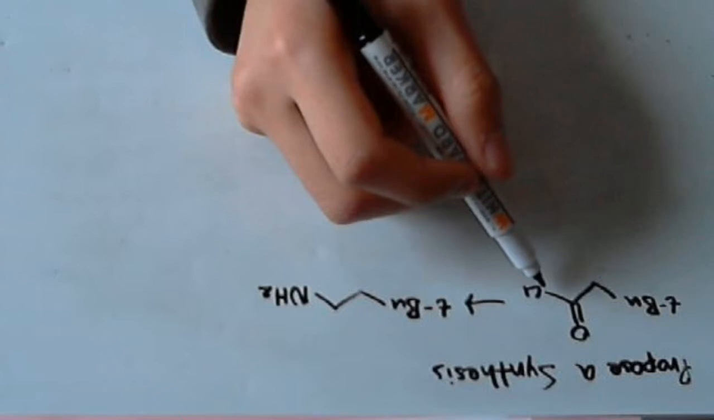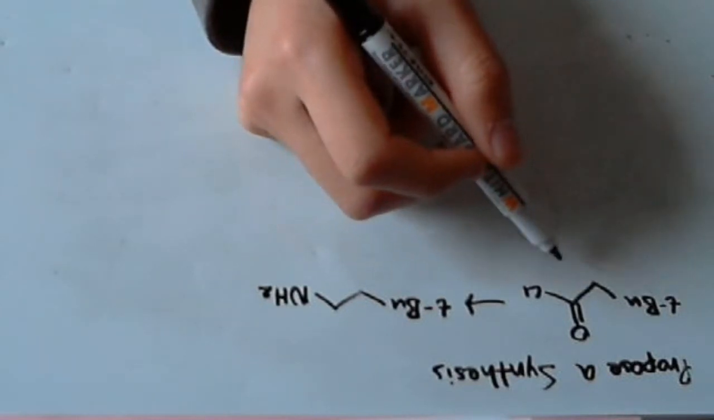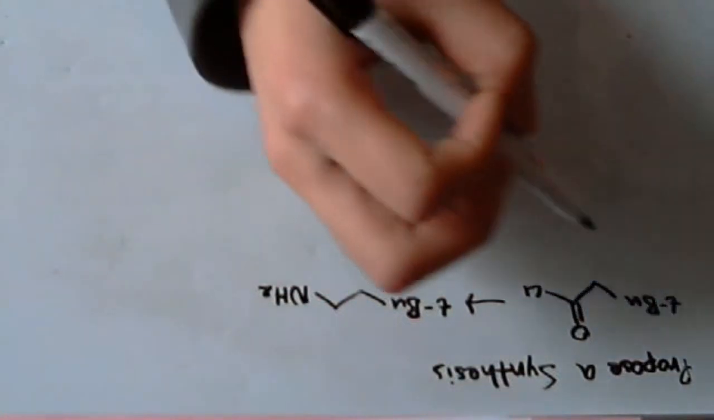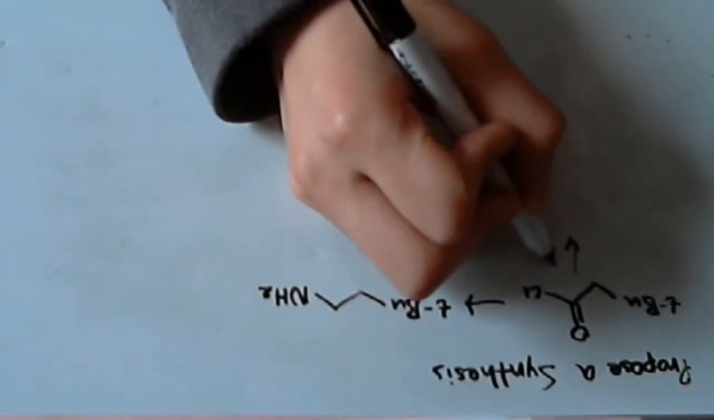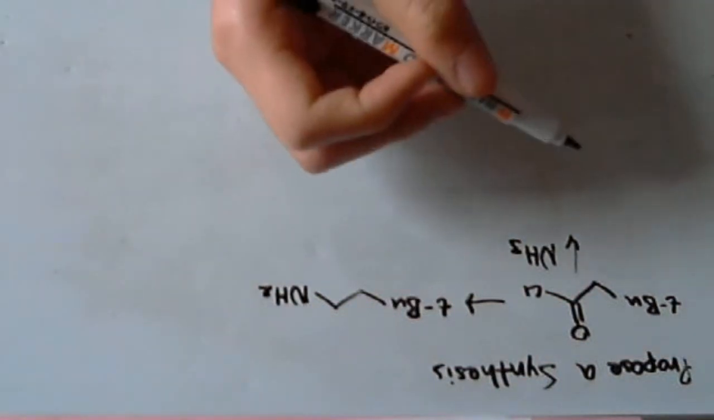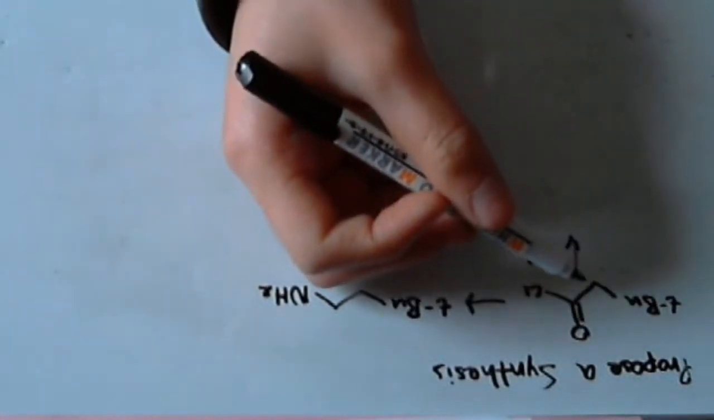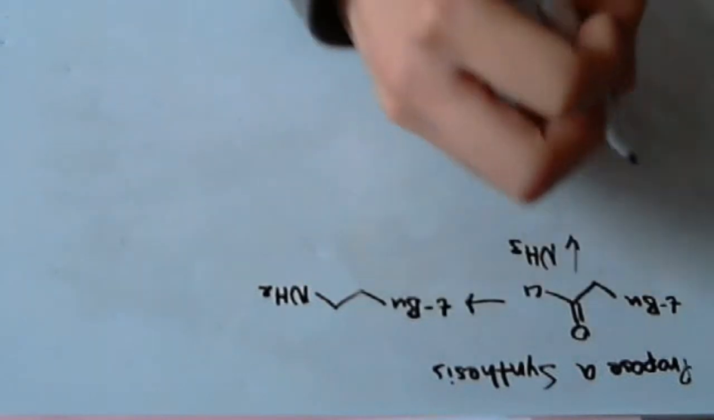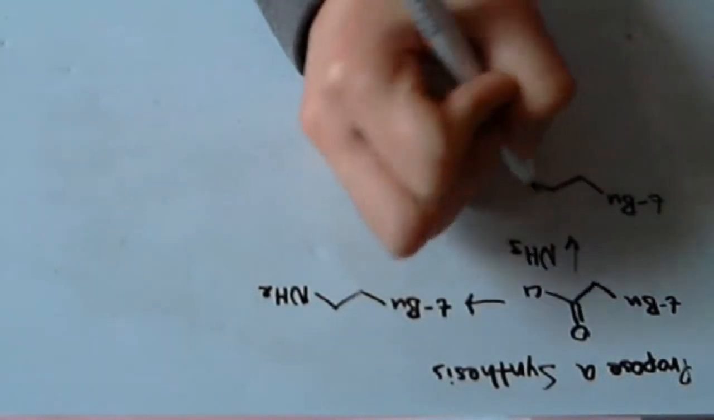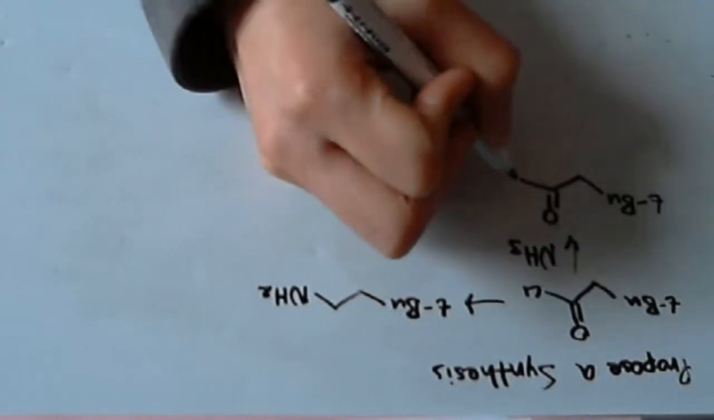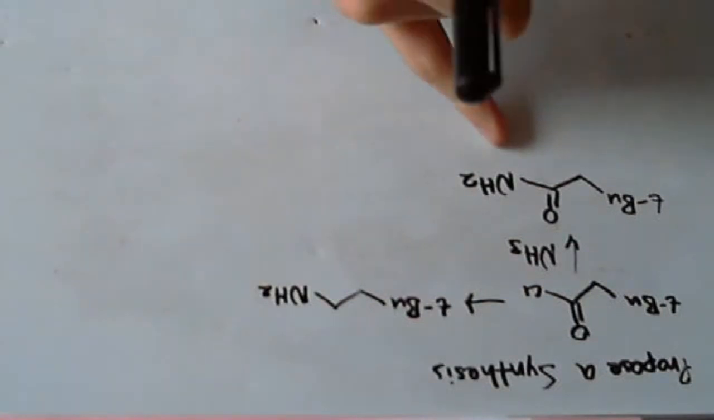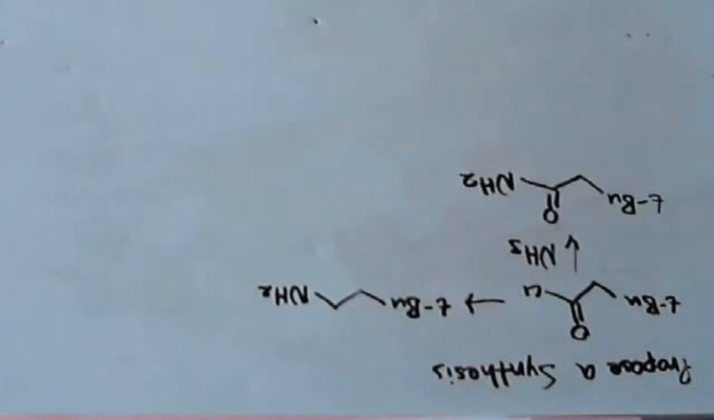We know acid halides, they're very reactive. This chlorine likes to leave a lot, so all you have to do is react this with ammonia to tack on an NH2. So reacting an acid halide with ammonia gives us an amide. Right, so that's the product for that reaction.